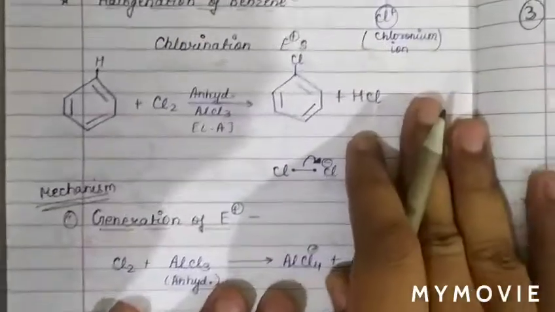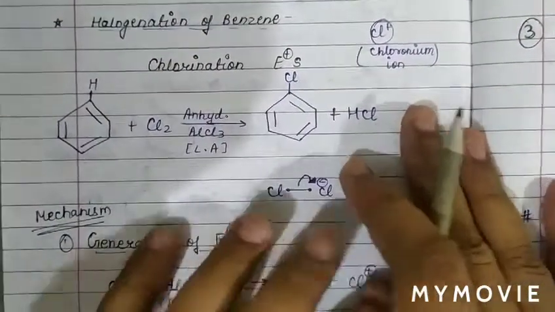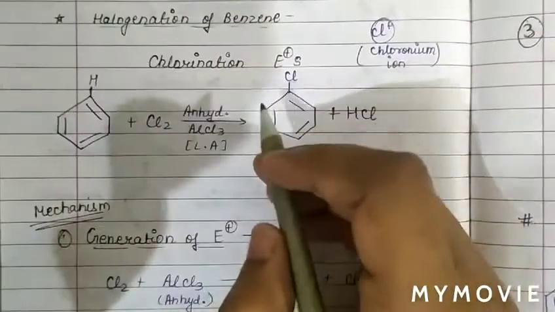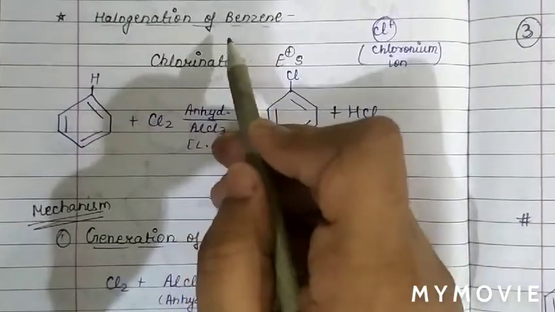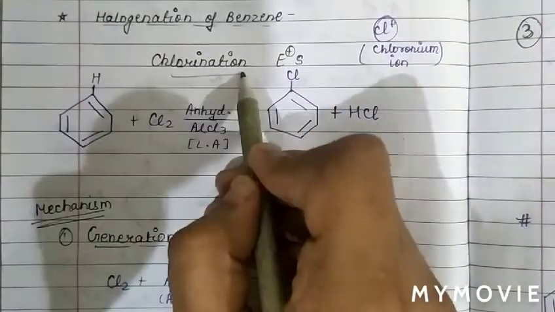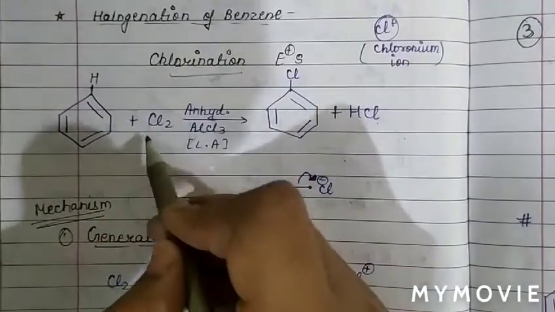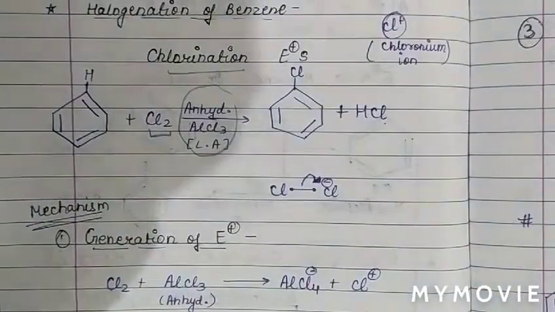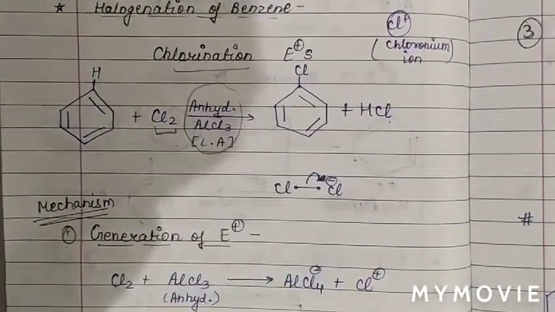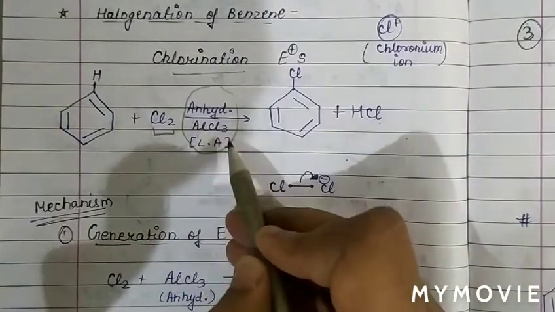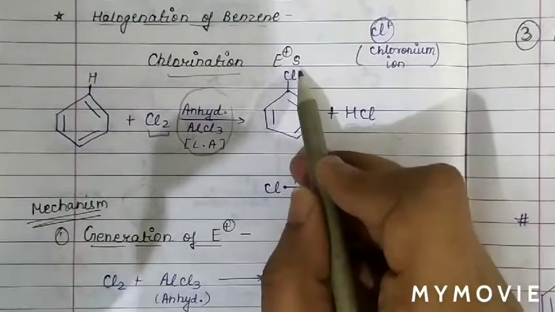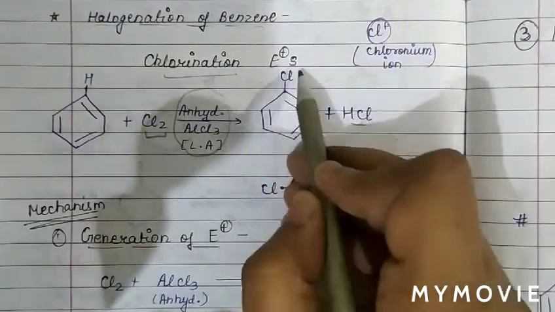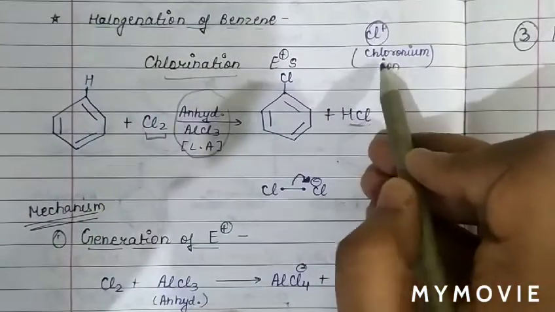The first reaction we are going to discuss is halogenation of benzene, and in it, the chlorination reaction. Benzene on reaction with Cl2 in presence of anhydrous AlCl3 forms chlorobenzene with HCl. So in chlorination, the electrophilic part is Cl positive ion, which is the chloronium ion.